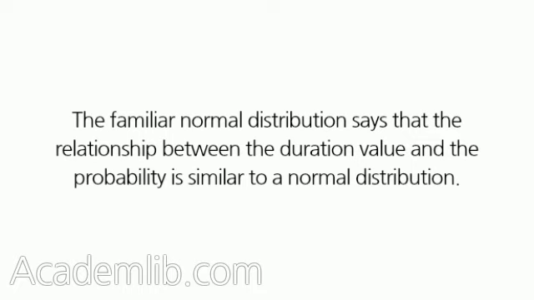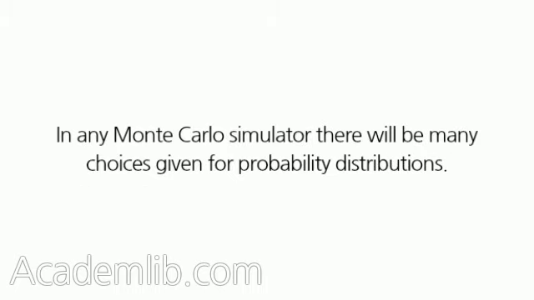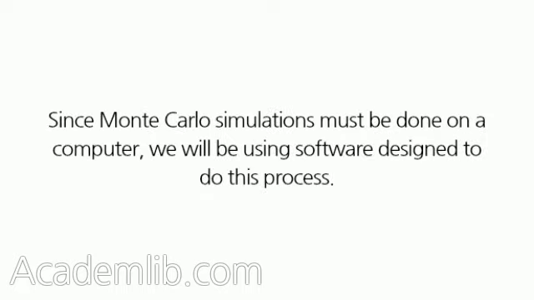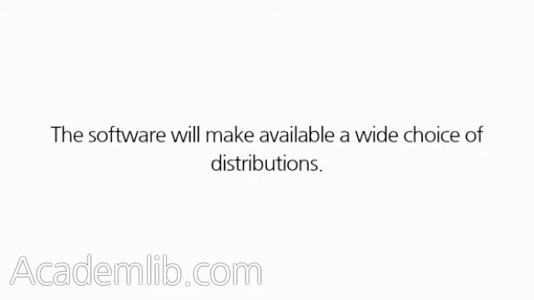The familiar normal distribution says that the relationship between the duration value and the probability is similar to a normal distribution. In any Monte Carlo simulator, there will be many choices given for probability distributions. The distributions given here are only 3 of many that can be selected for the project activities. Since Monte Carlo simulations must be done on a computer, we will be using software designed to do this process. The software will make available a wide choice of distributions.